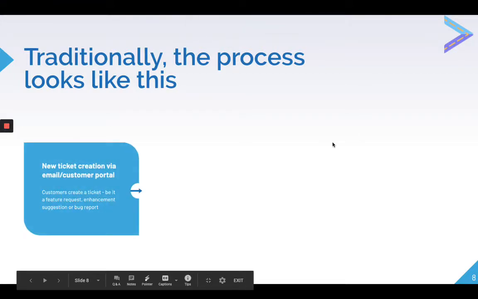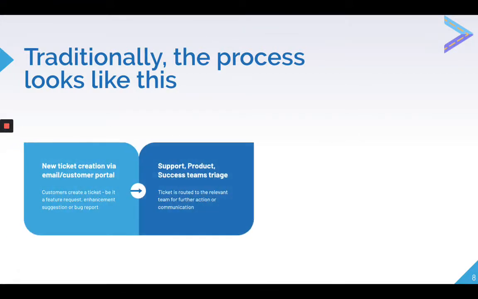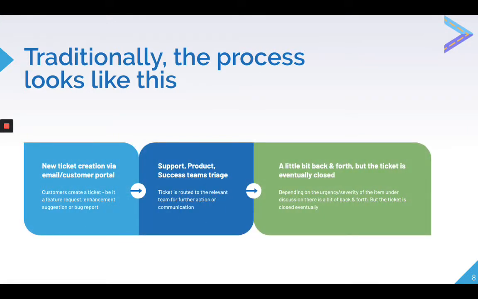so we saw this first step. The second step naturally is once the ticket is created by the end user, your internal teams triage the ticket, right? It's routed to the relevant team, be it customer support, be it product management, or be it the customer success team. And it's routed to them for further action or communication. And the last step is eventually closure of the ticket.